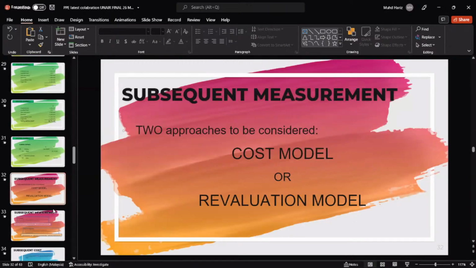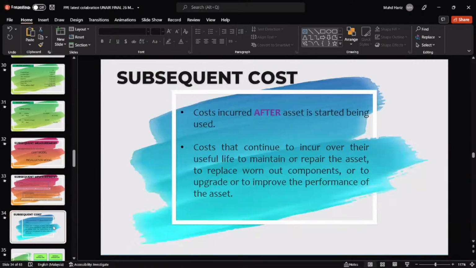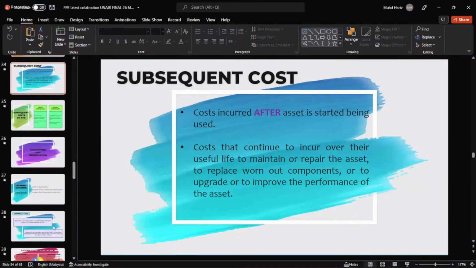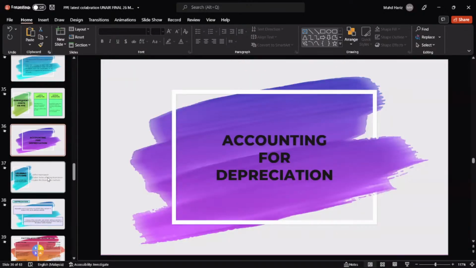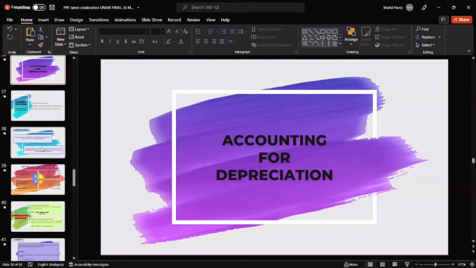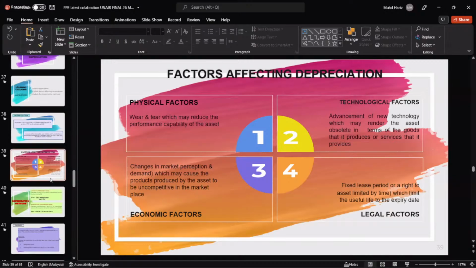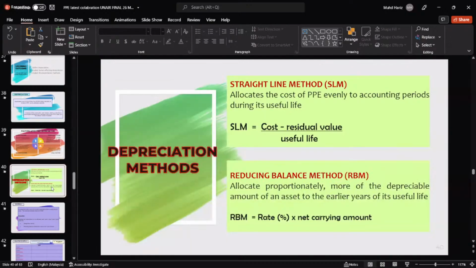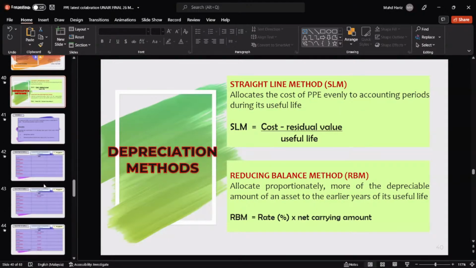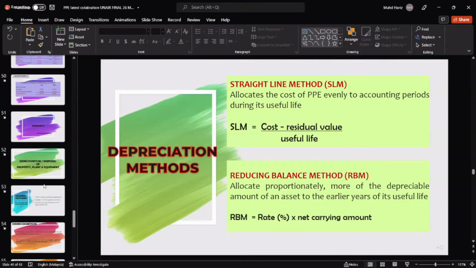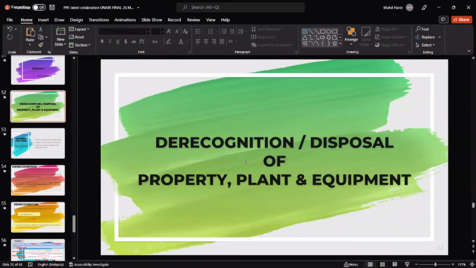Subsequent measurement, and then subsequent costs, followed by accounting for depreciation. Definition of depreciation, factors affecting depreciation. Next will be depreciation methods. We have two methods, straight line method and reducing balance method, explained by Puan Nazira. And then the last part is on the disposal or de-recognition of property, plant and equipment.